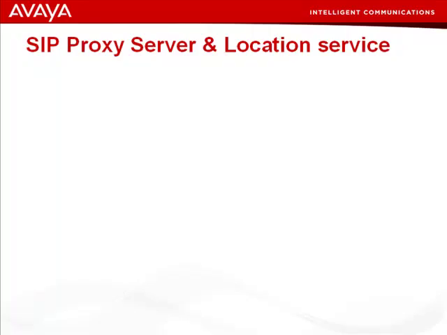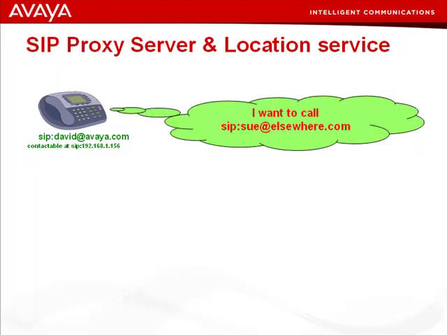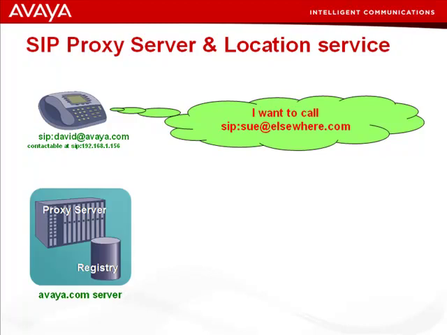Let's take a look now at the location service. Imagine the scenario in which me, Dave@avaya.com, wants to make a call to my friend Sue at elsewhere.com. The only trouble is, I don't know where she's contactable. I don't know her IP address. I need some help, and I'm going to try and get it from my Outbound Proxy, a proxy who knows how to act as that location service on my behalf. So that's where I'll send my invite, to my default Outbound Proxy, acting as a location service.